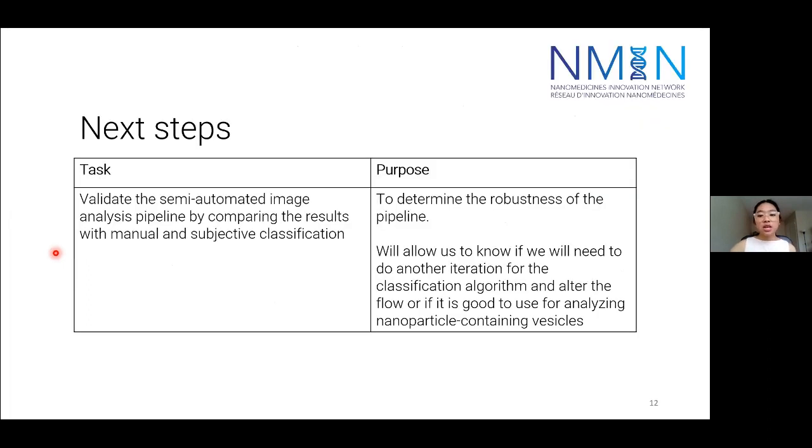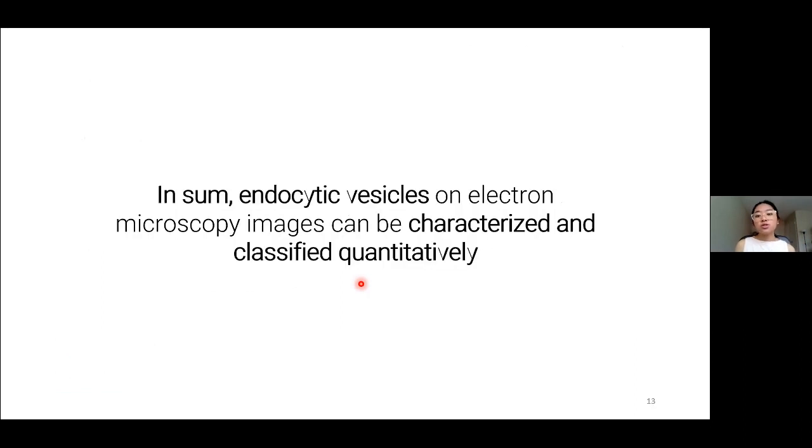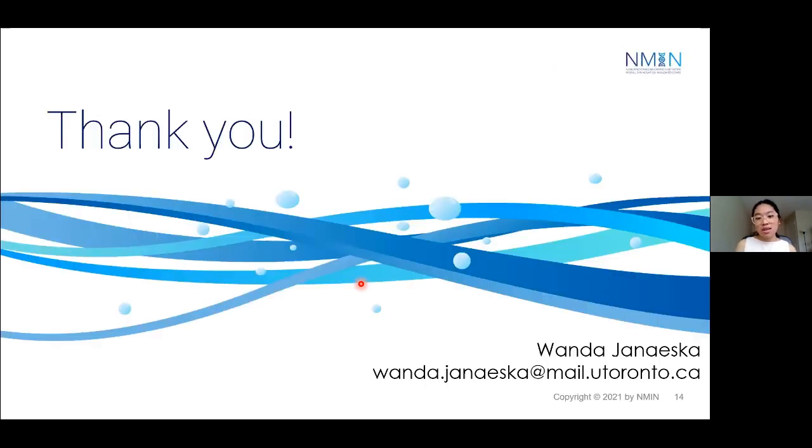In terms of next steps, to ensure the robustness of this algorithm, we are currently in the process of validating the semi-automated classification algorithm. We plan to compare the results outputted by the algorithm to manual and subjective classification of these endocytic vesicles done by users. So, to summarize my presentation, we learned today that endocytic vesicles on electron microscopy can be characterized and classified quantitatively, which provides a more objective methodology compared to the one used in the field right now, which has been done subjectively. So with that, I conclude my presentation and I will answer any questions that you may have.